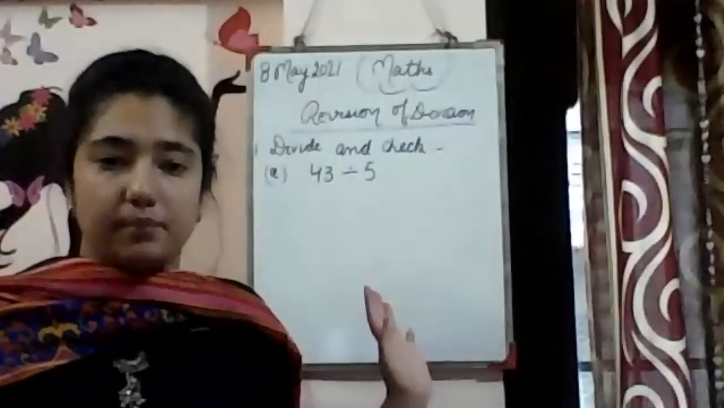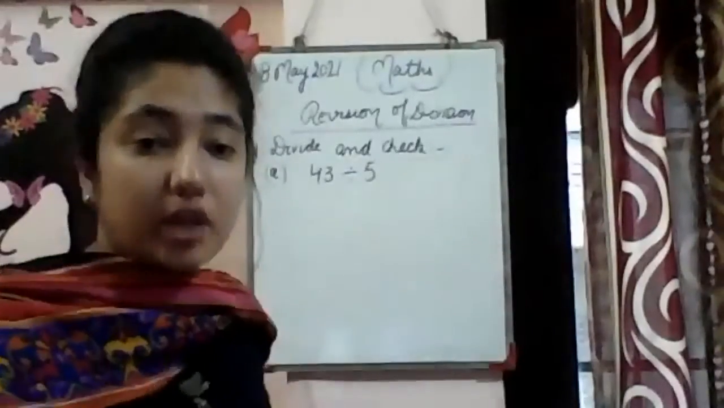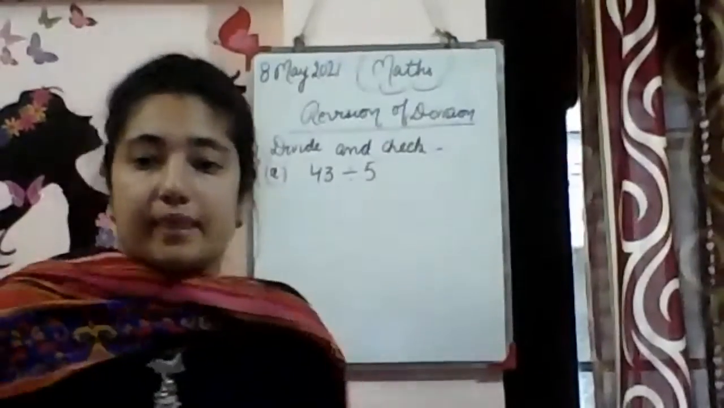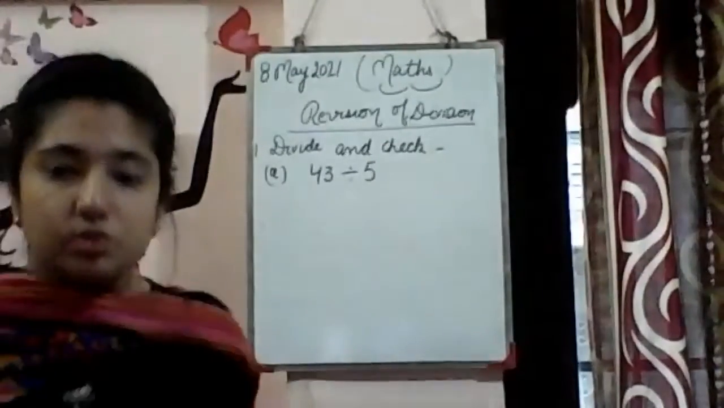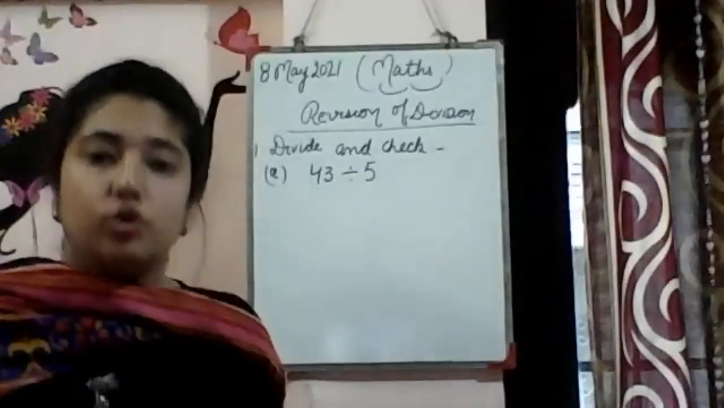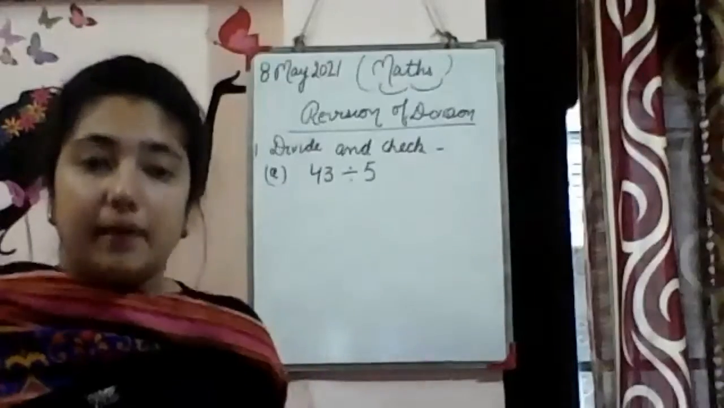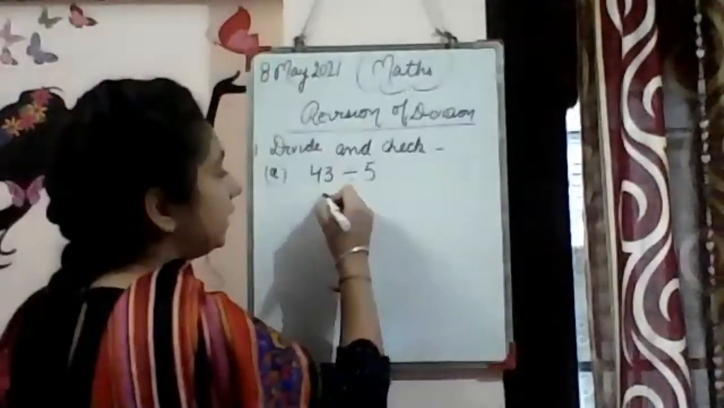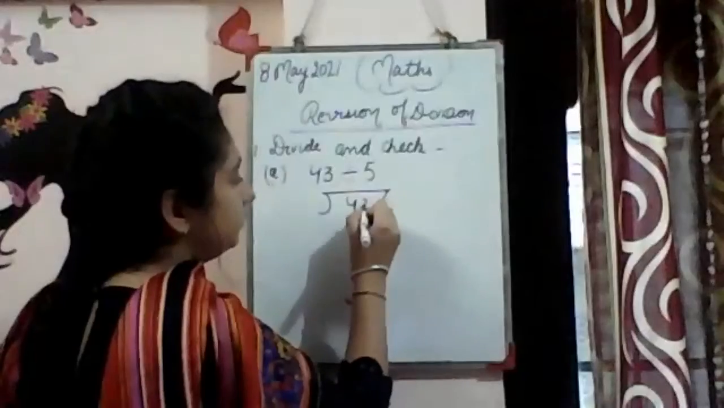these types of sum, and mostly students are writing the checking formula in the chat box. Arav has written very good. Capital D is equals to capital Q multiply small d plus R. And you know each and everything. What is capital D? What is small d?